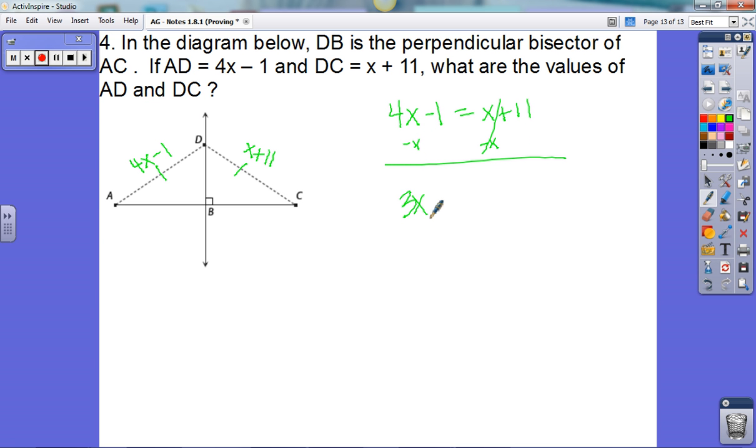Solve, and I have 3x equals 12, so x is 4. And if x is 4 and I plug that back in, 16 minus 1 is 15. And again, if I plugged it in just to double check myself, 4 plus 11 is also 15.